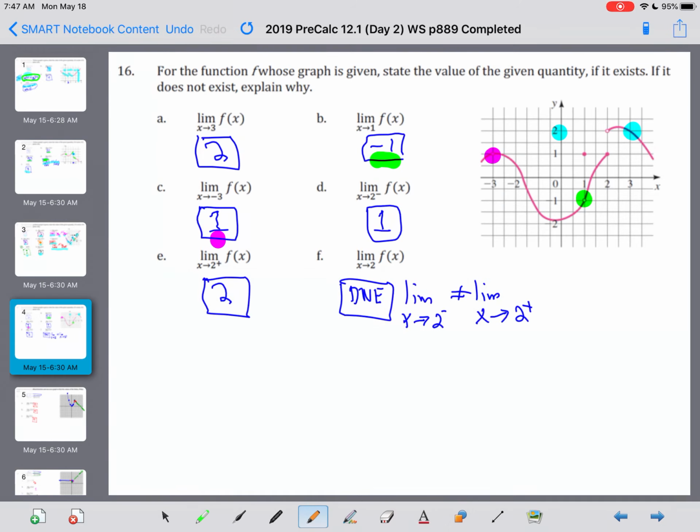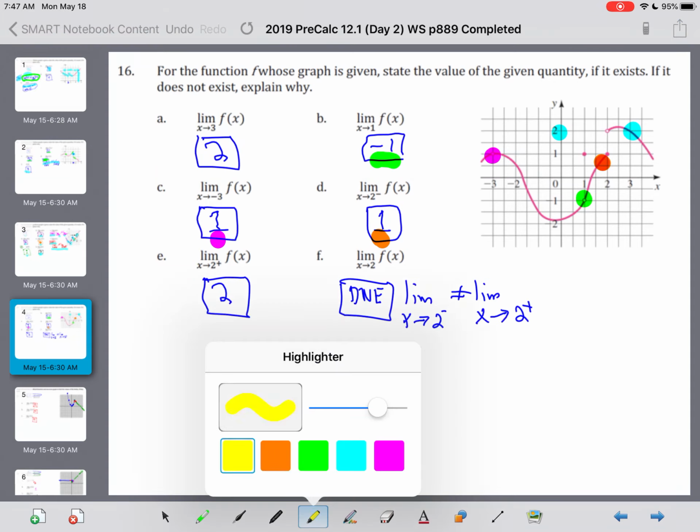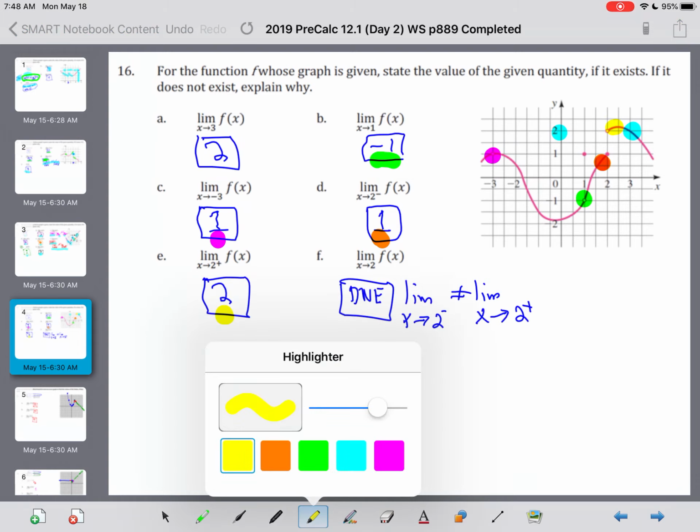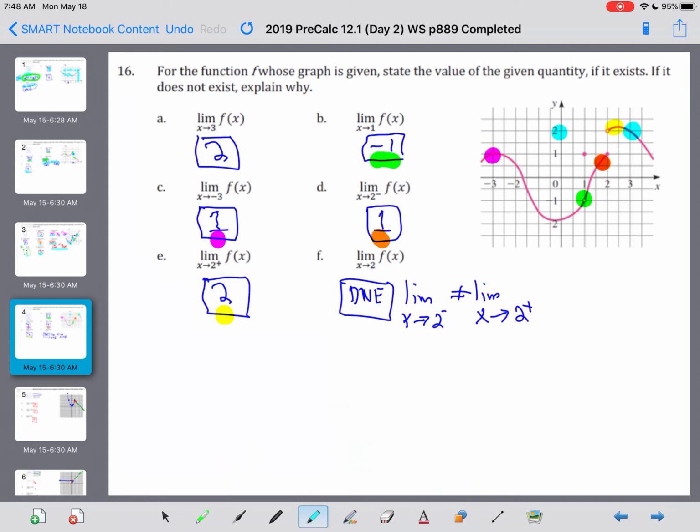Over here, 2 from the left. 2 from the left is right there. So it looks like it's also 1. And if we have 2 from the right, we're way up here at 2. And so again, since the limit at 2 is kind of between these two guys here and they're not the same, there's a jump, we'd have to say that it does not exist because of this reason here. Alrighty.